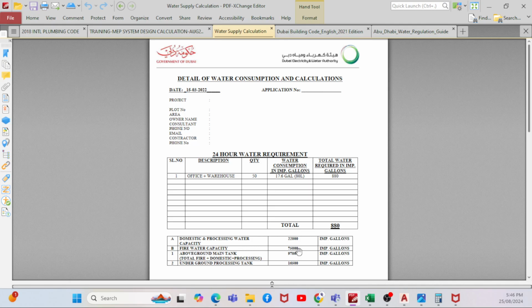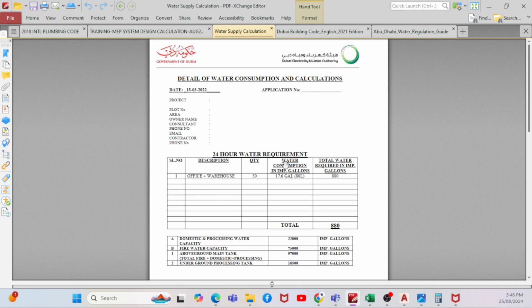This is the fire water tank capacity you are going to add. Okay, this is the domestic and processing water, which means there may be some other processing, maybe water treatment or somewhere. So that requirement is 22,000. You are going to add it here. And for the above ground main water tank, you are going to add the values here.